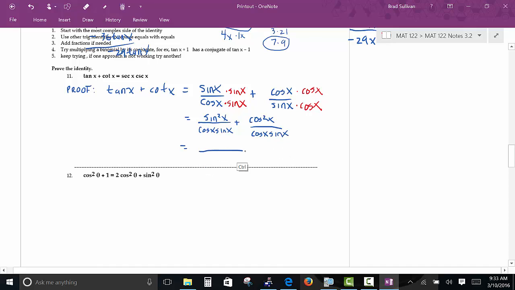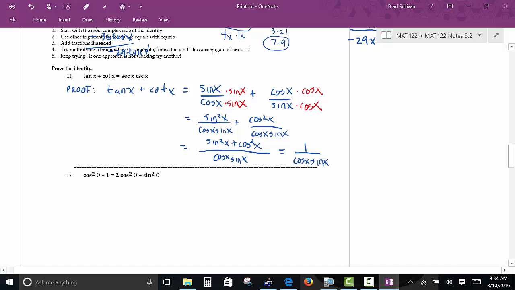Now what do you do? You collect them, you add the fractions, so you combine the numerator, and you keep the denominator. So we are doing some basic algebra on that too. Okay, what do you see? Sine squared plus cosine squared is 1, isn't it? So this now needs to be written as 1 over cosine x sine x.